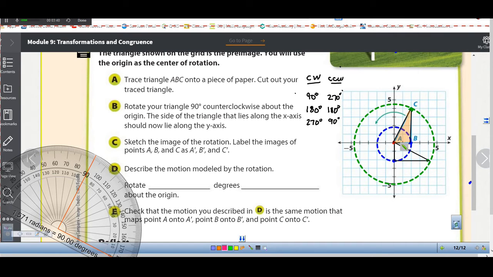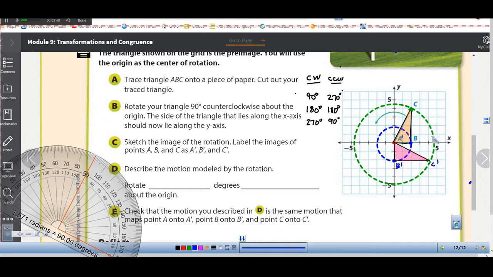And then I'll make this one pink. This is my first image after a rotation of 90 degrees. So there is my A, and this would be my A prime, right? I'm going to put a prime there. This is my B prime, and right over here would be my C prime. So this is a rotation of 90 degrees, and we did that by following the points along the circle.